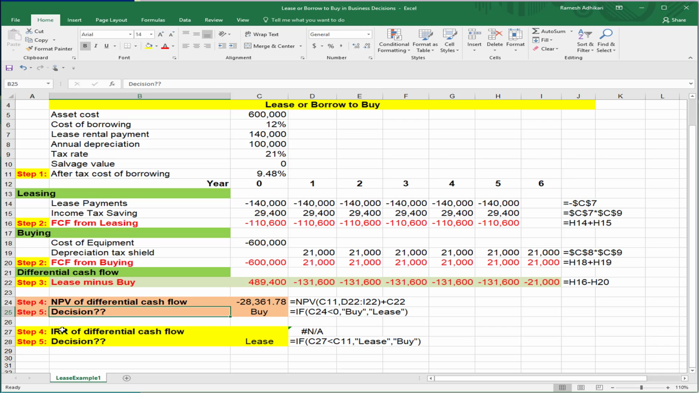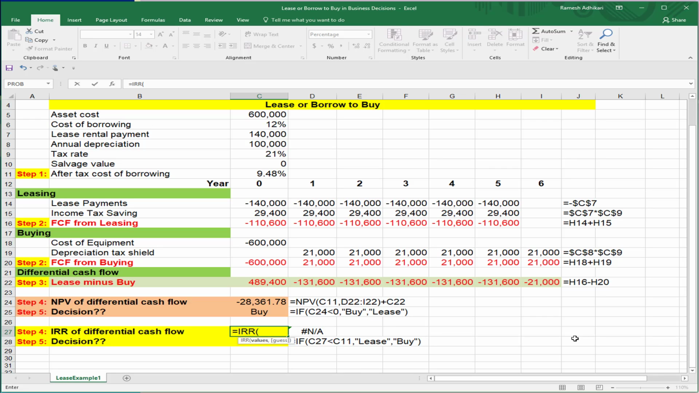Similarly, we can also use the IRR function to make the decision. So how would you do this? You compute the IRR for incremental cash flow and you compare it with after-tax cost of borrowing. So let's compute IRR for incremental cash flow, which is IRR and then bracket, which is easy, right? All cash flow, including current year cash flow and future cash flow. So that gives you the IRR of differential cash flow, which is 11.65%. That means this is the internal rate of return for this incremental cash flow, whereas the after-tax cost of borrowing is 9.48%.